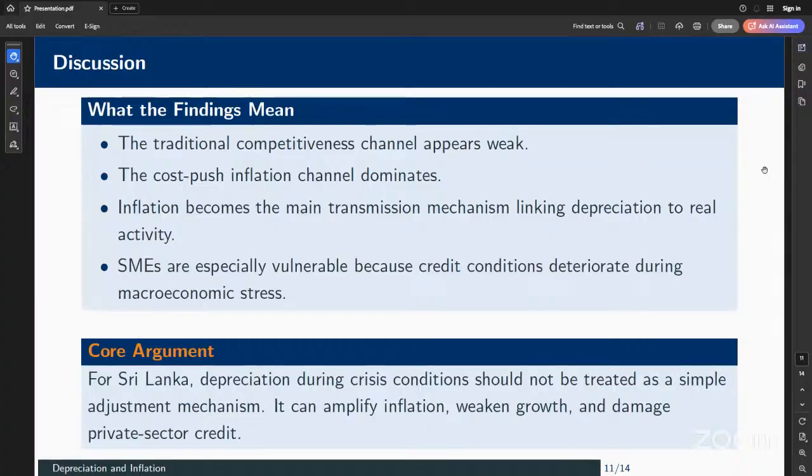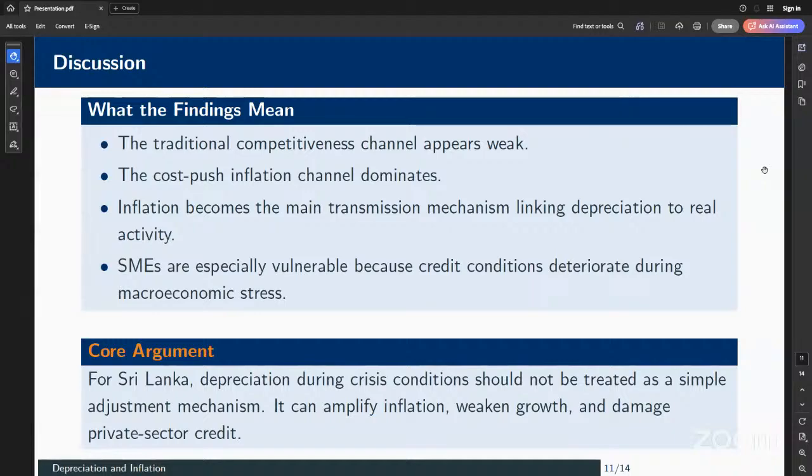So the findings suggest that a traditional competitiveness channel appears weak in this context; the cost push inflation channel seems to dominate. This is important because depreciation is sometimes treated as a standard adjustment mechanism, but during crisis conditions, especially in an import dependent economy like Sri Lanka, depreciation may amplify this economic stress.